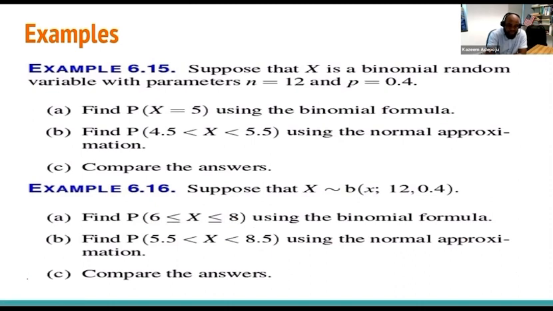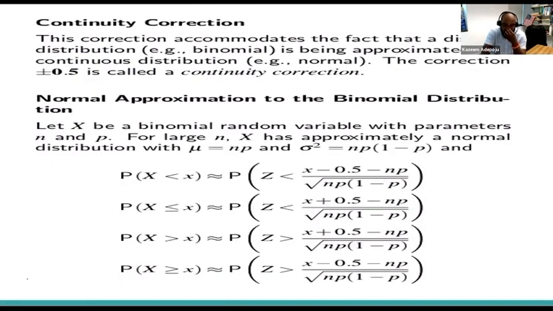Okay, so that is that. And the continuity correction: the moment you want to use the idea of a continuous distribution for a discrete distribution, don't forget, binomial is discrete, normal is continuous. I'm actually going to use what I call continuity correction of plus or minus 0.5.